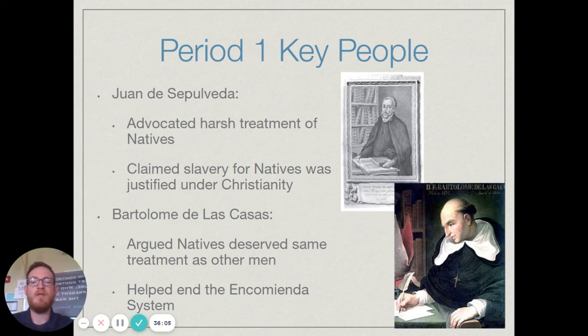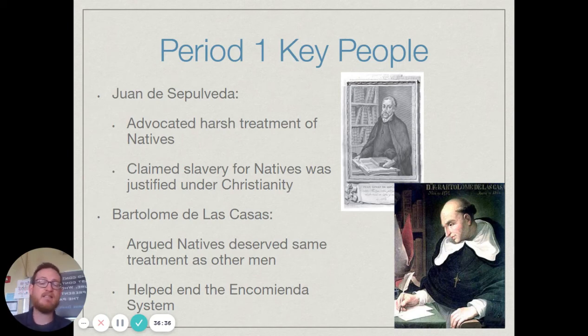So period 1, you have Juan de Sepulveda and Bartolomé de las Casas. These guys, it's important, again, that they are on the same slide because you're going to see they have very different attitudes on how to treat the natives. Sepulveda, he advocated the harsh treatment of natives. Basically, he said that they are savages and that whatever treatment that they got was deserved, and he claimed that slavery for natives was justified under Christianity.